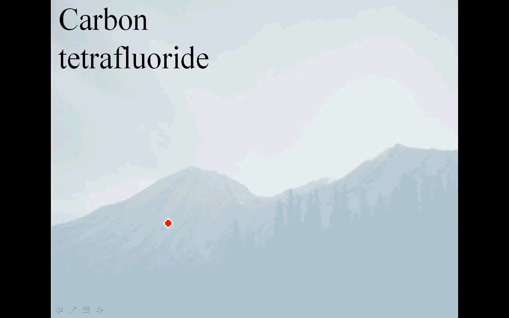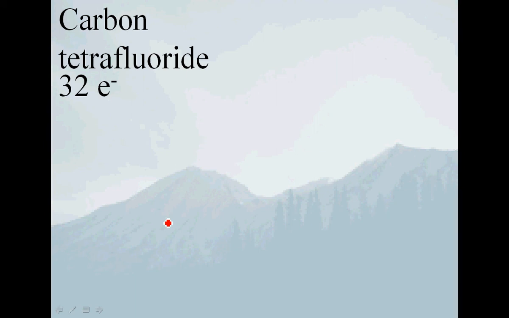So carbon tetrafluoride, which is CF4, has a total of 32 valence electrons. So carbon has 4, each fluorine has 7. You total that all up, we have 32 valence electrons from all 5 atoms in there that we have to play with. So the first step we've accomplished, that's 32 electrons.